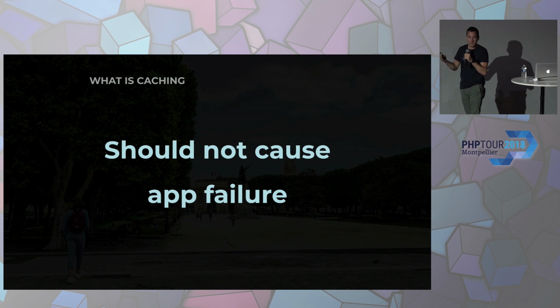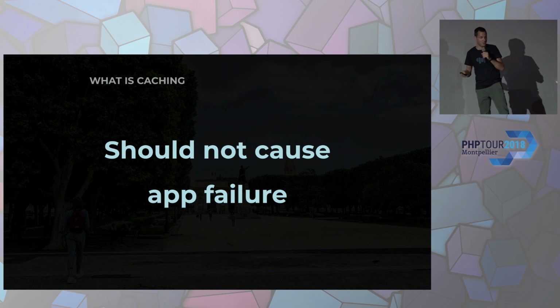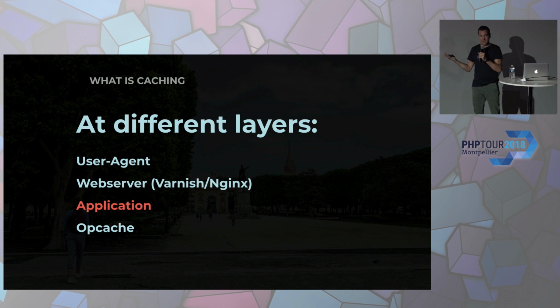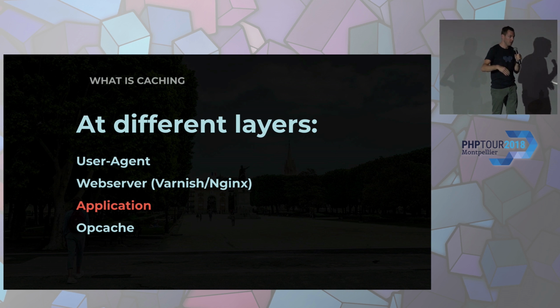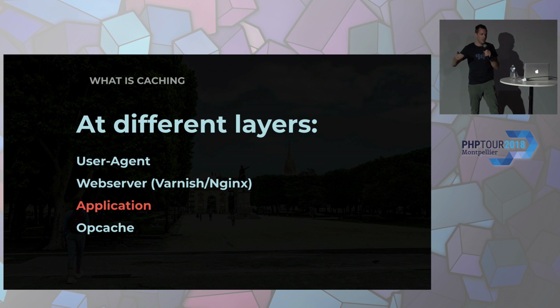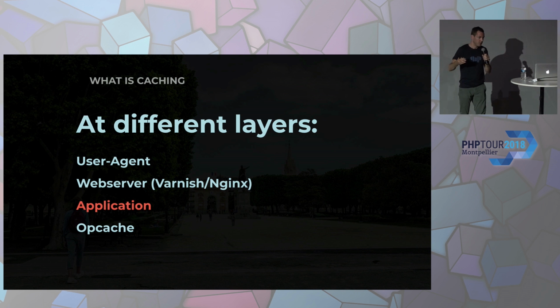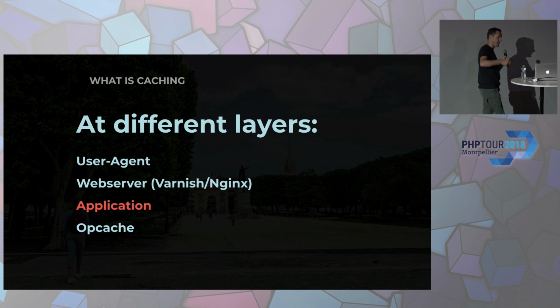Again, your app should not fail when your caching is disabled or when your caching fails. This works on different layers. It works on the user agent level, so we might cache CSS files, JavaScript files on the user agent level, which means your browser. It works on the web server side, so your Varnish or Nginx might cache some static files. This also works on your application layer, which is what we will be talking about today in PHP.